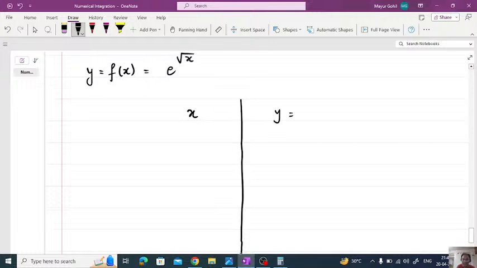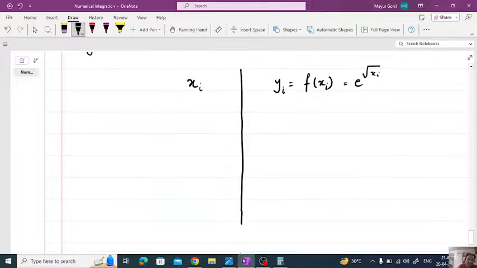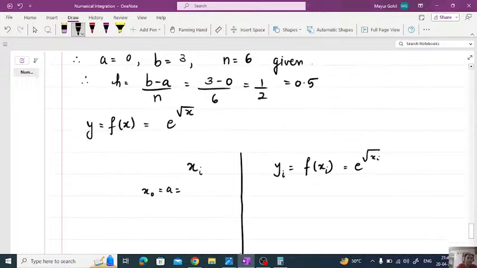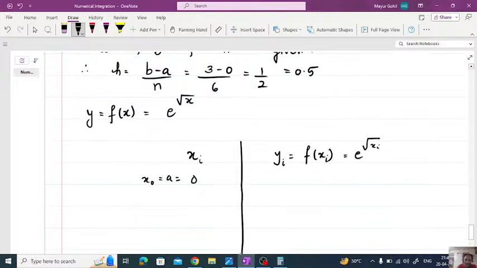Y equal to f of x, or you can write xi. Doesn't matter. Xi, yi, whatever. So here it is e to the power root xi. Let's see how to handle. Here the first value is a, x naught. X naught is a. A is your first value, 0. So what is y 0? Y 0 is e to the power root of 0, that is e raised to 0, that is 1.